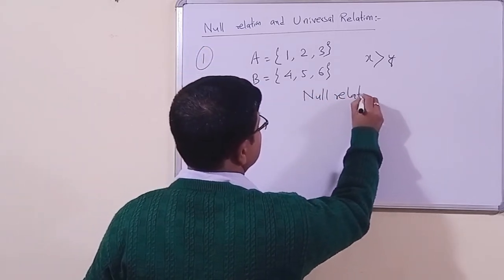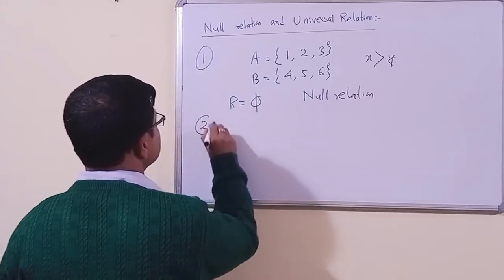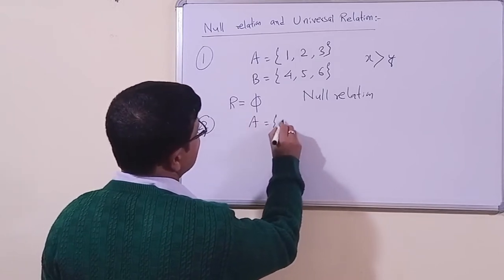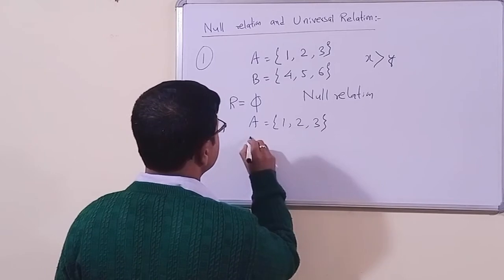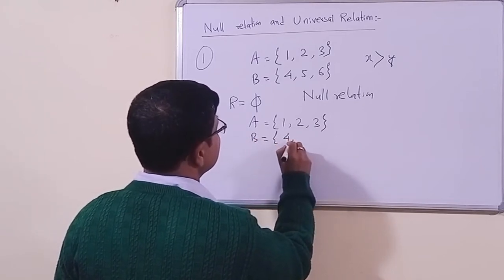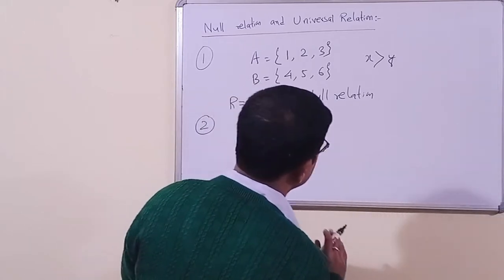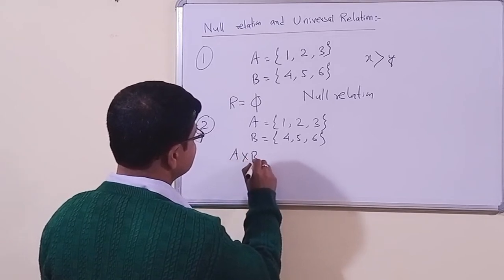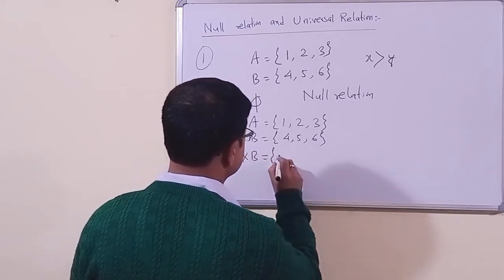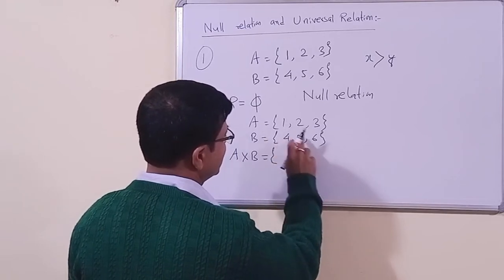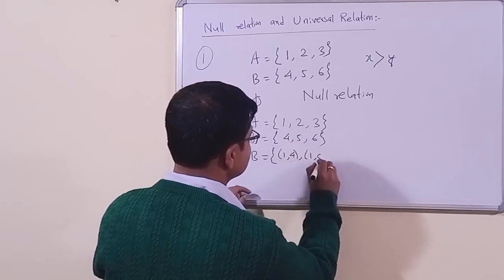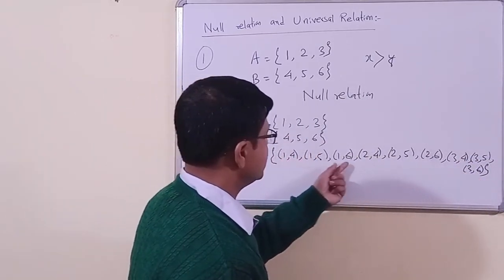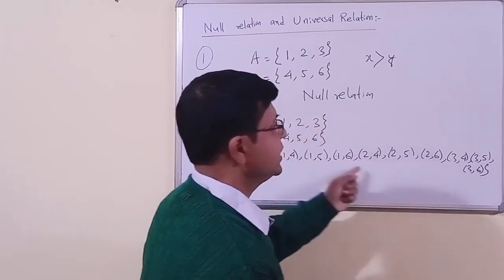Now the second one is the universal relation. We take the same sets, A with elements 1, 2, 3 and B with 4, 5, 6. At first let us find the Cartesian product. We want to do one experiment. 1 will be paired with 4, 5, 6: (1,4), (1,5), (1,6). Let us make the ordered pairs. There are 9 elements here, because 3 times 3 is 9.